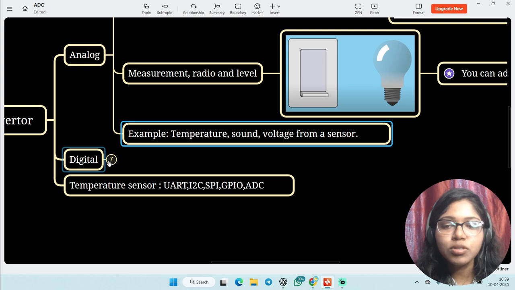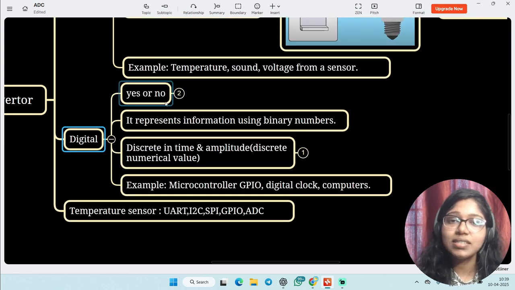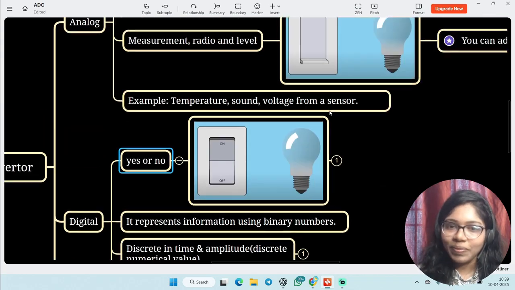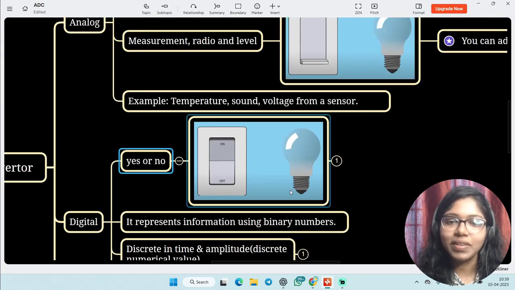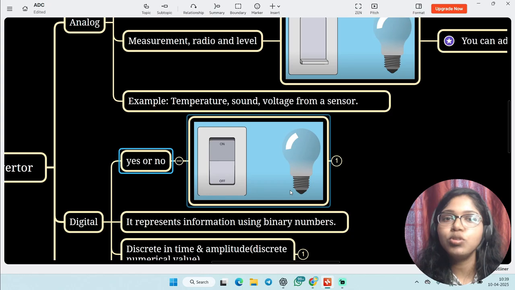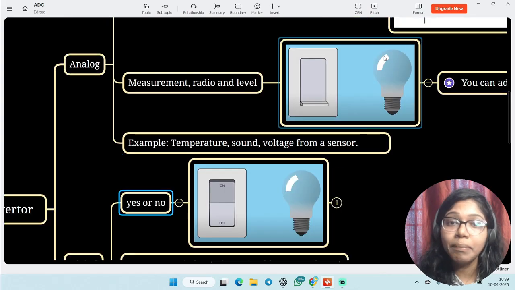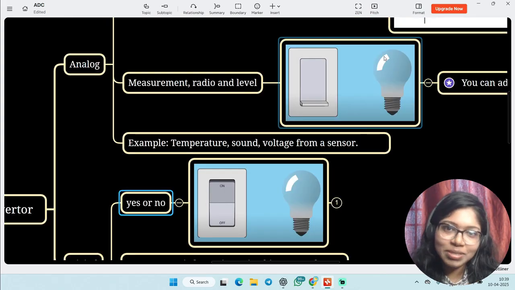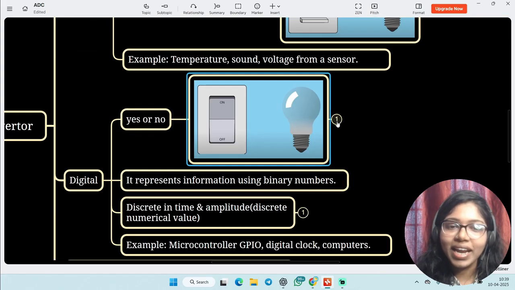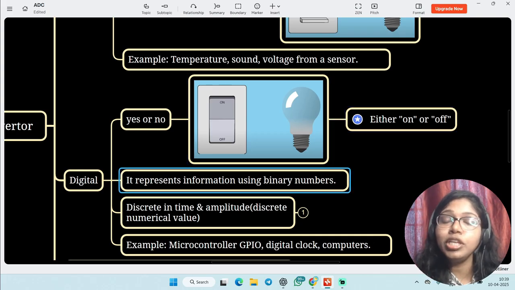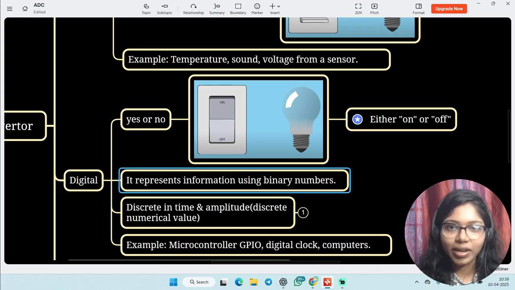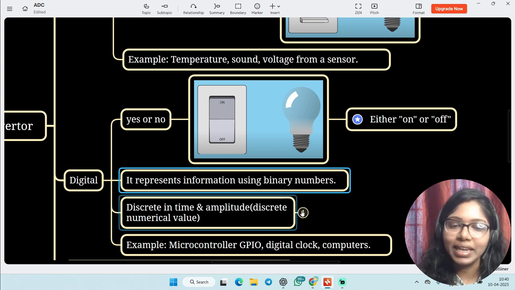This is analog. When it comes to digital, the question is yes or no. The data is there or not. The difference between these two is that using this bulb, I can switch on and switch off, so through that I can turn the bulb on and off. But here I can adjust the brightness of the bulb. That comes under analog. And digital is going to be represented in the form of binary, right? So when you come to digital, you can represent it in the form of binary.